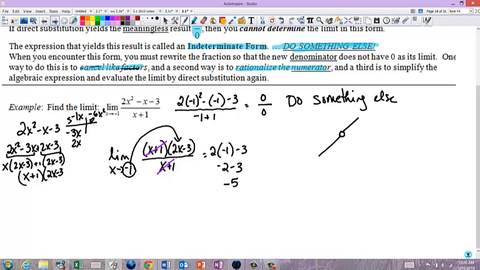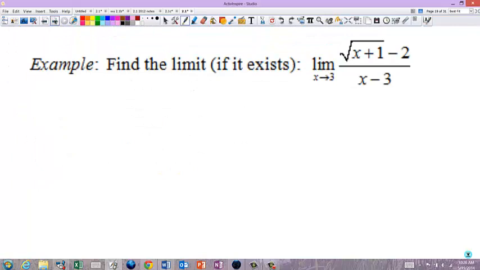The second method: let's start by plugging it in. It'd be the square root of 3 plus 1 minus 2 over 3 minus 3. You always start by plugging it in because if you get a number, you are done. You don't have to do any more work. That'd be 0 over 0 again. So we have to do what's called rationalizing the numerator.